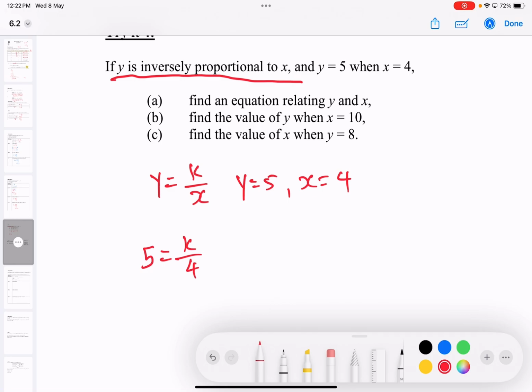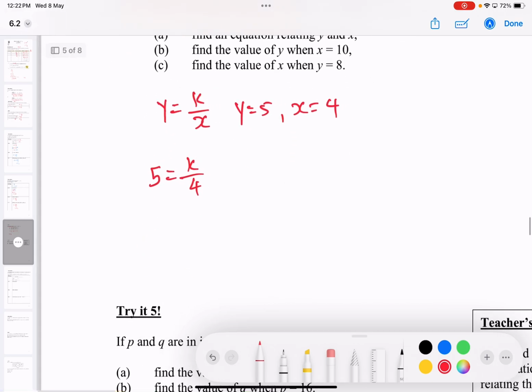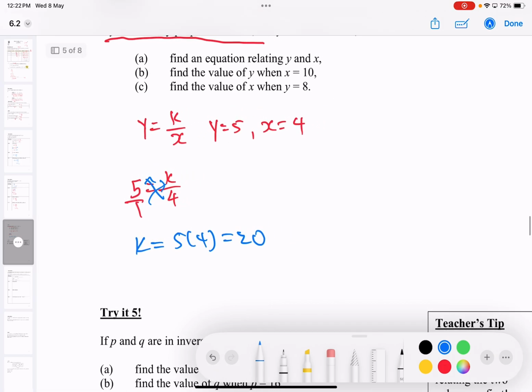Alright? Yes, Felicia. Correct. Okay. Okay, yeah, go through now. Correct, guys, correct. Okay, so what is my value of K? I can cross multiply in this case. If I cross multiply, I know that K is equals to 5 times 4. Yeah, it's equals to 20. Okay, so I have found my value of K.